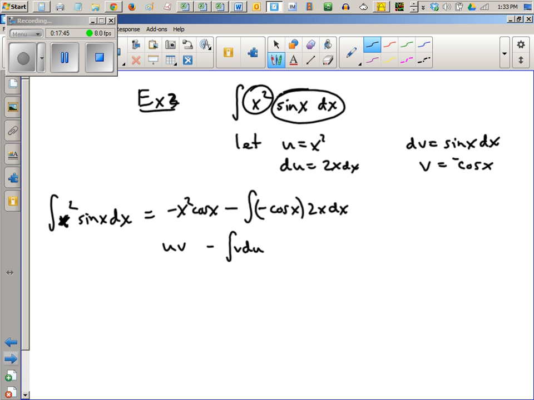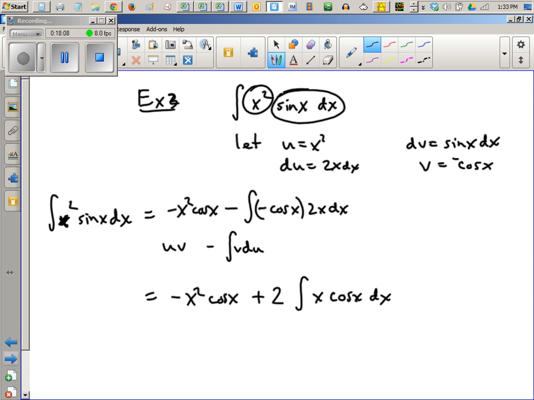Okay, I don't like having the negative inside the integral like that. So I'm going to rewrite this real quick. I'm going to put that plus 2 in front. There we go. So the inside, the second integral now is x cos x dx. Like that. There we go.